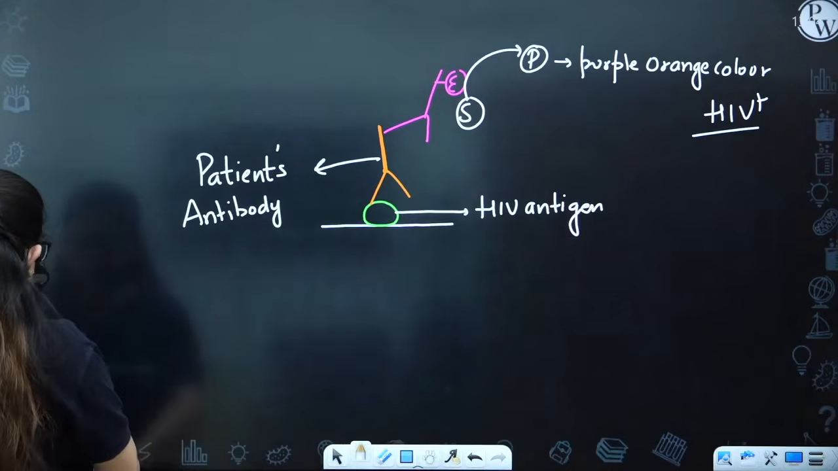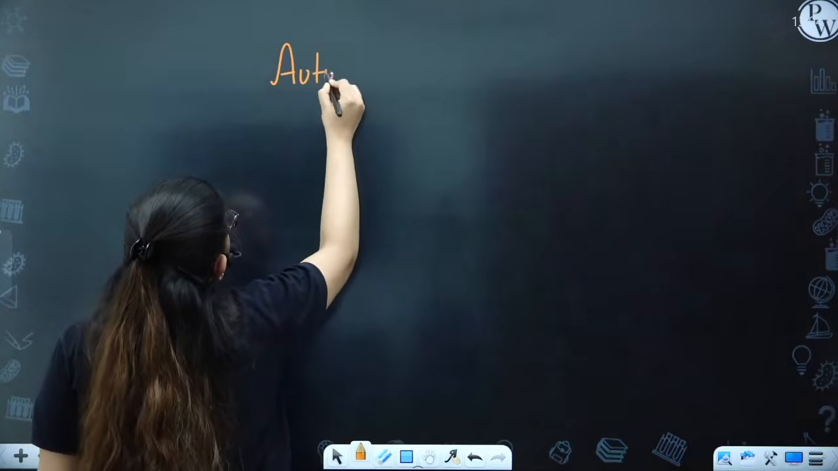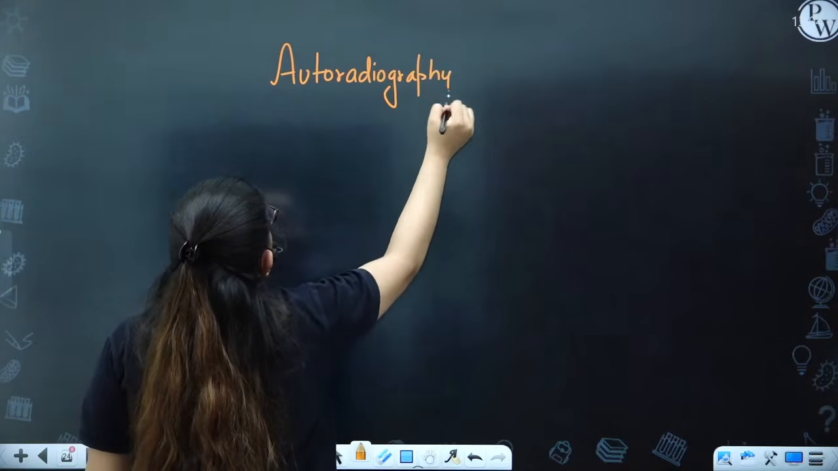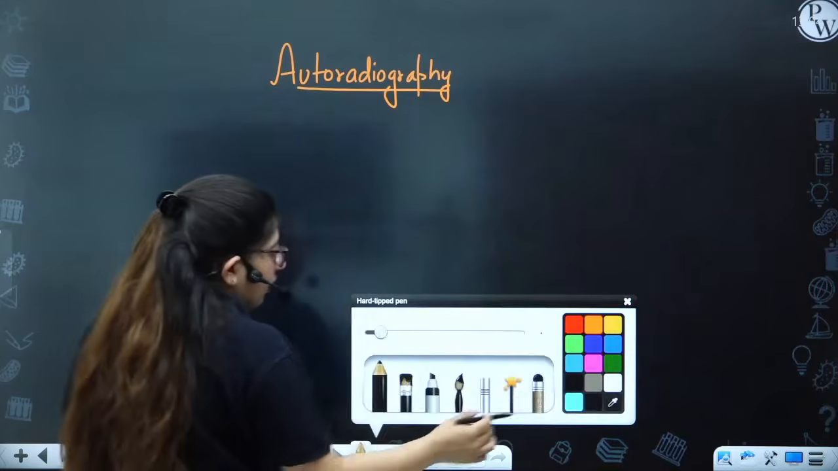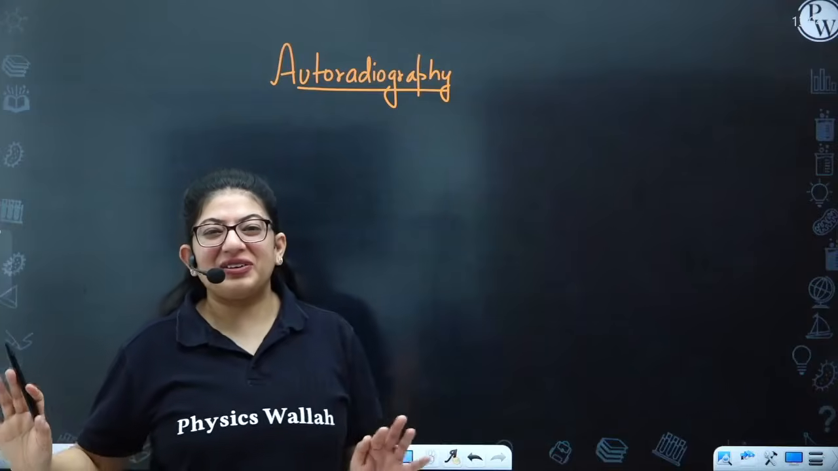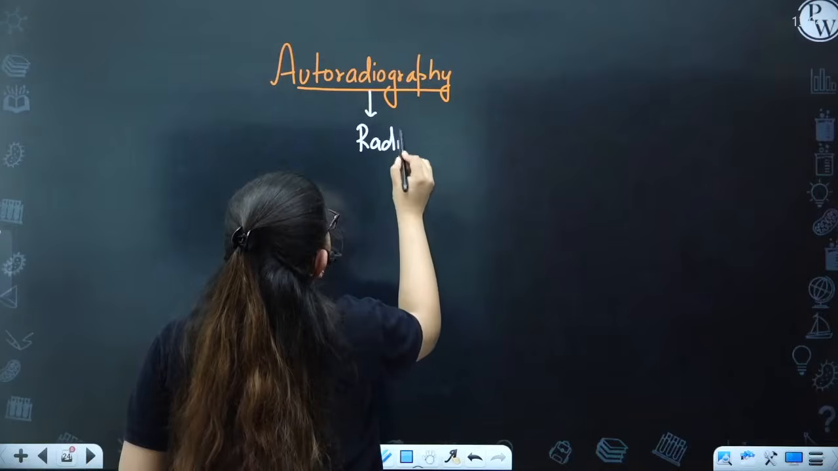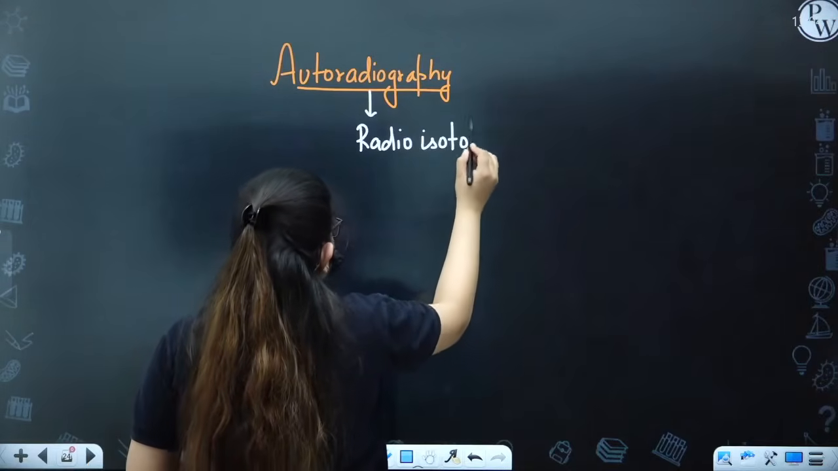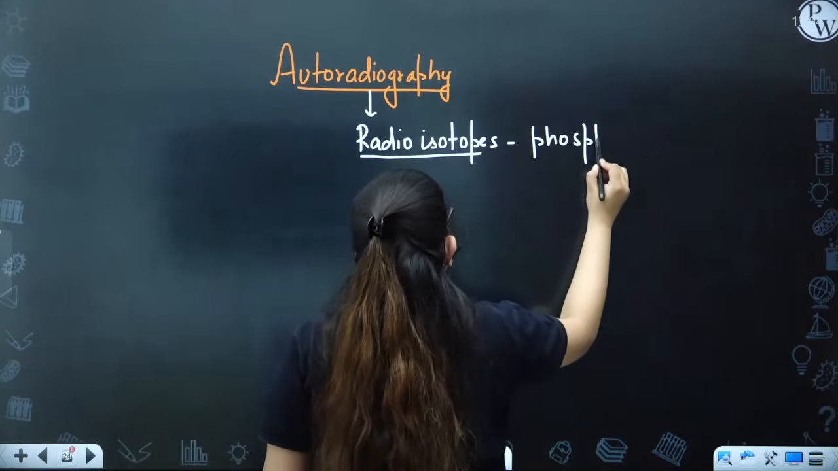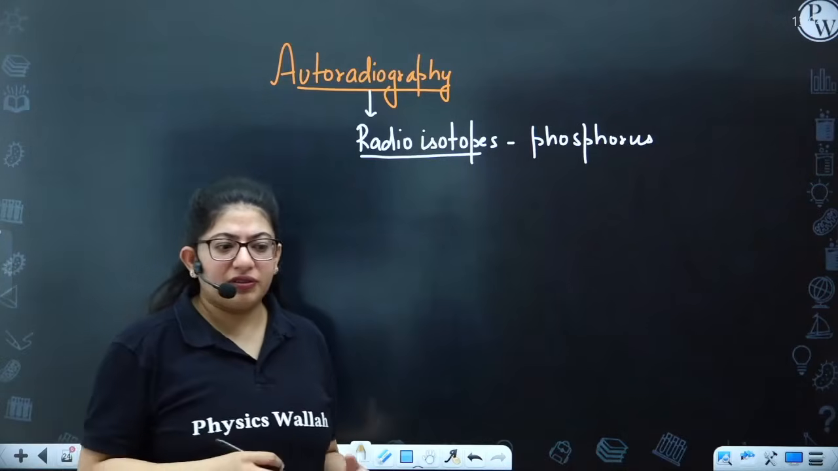Another type of diagnostic is autoradiography. So we have done PCR, we have done ELISA, and now it is autoradiography. What is autoradiography? There is not a radio that will play a song, first of all. Whenever the word radio comes in biology, basically it is talking about radioisotopes. And which one are we using here? Phosphorus. You know there are certain radioisotopes of certain elements which can emit light.